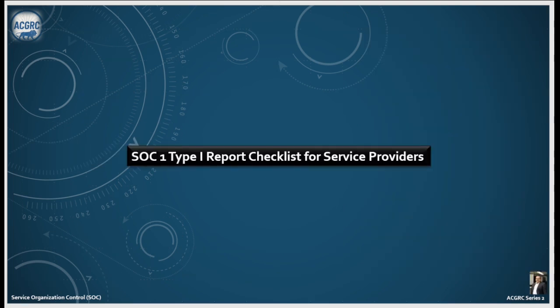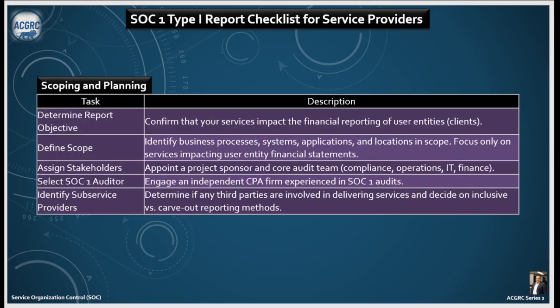Let's look at the SOC 1 Type 1 report. This is a checklist for a service provider. Let's start off with the checklist for scoping and planning. It starts off with determining the report objective.